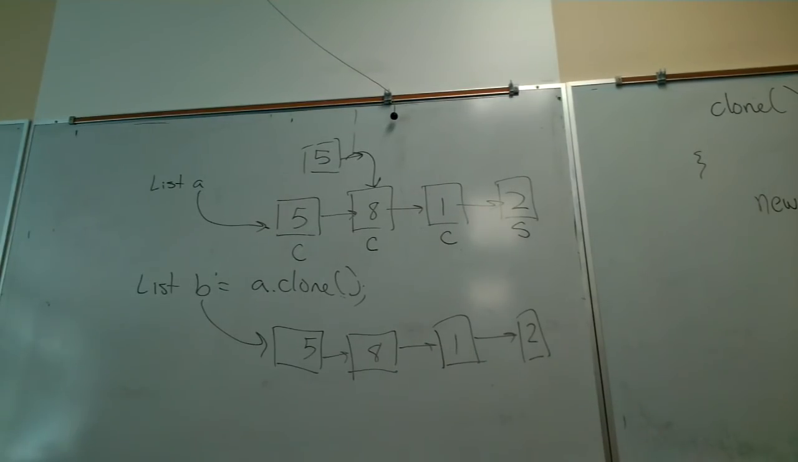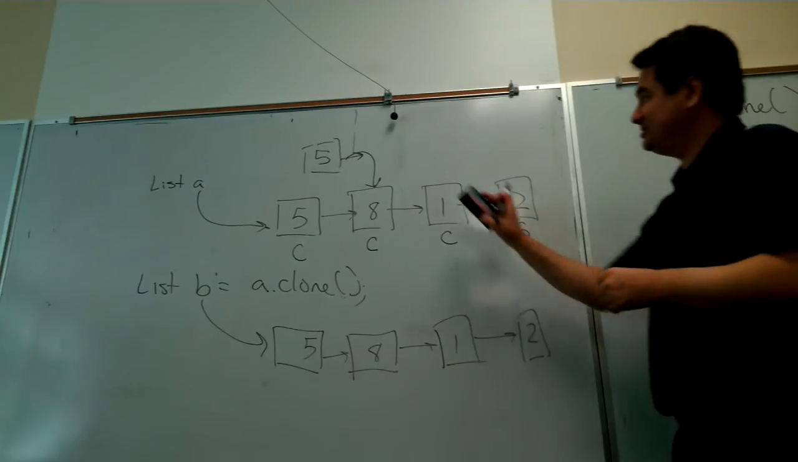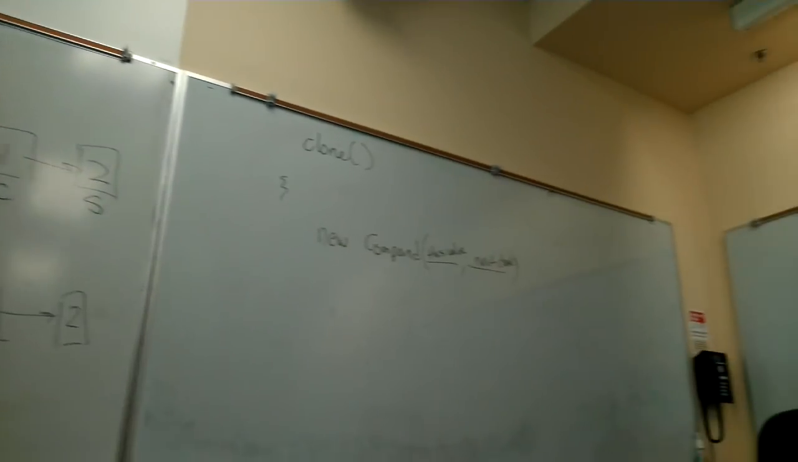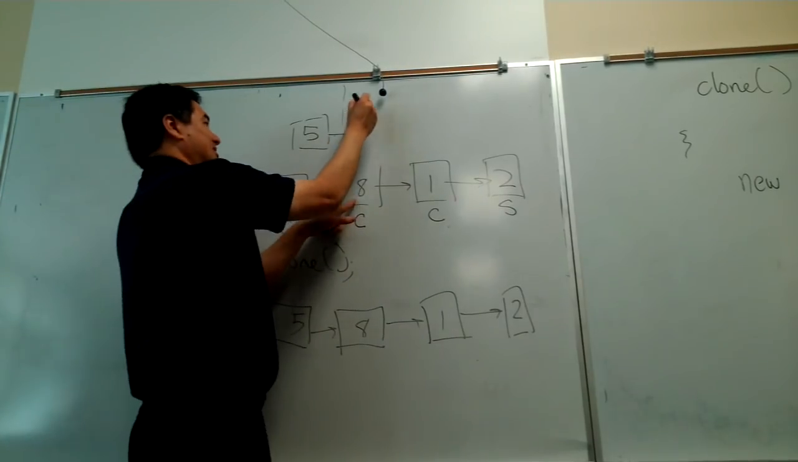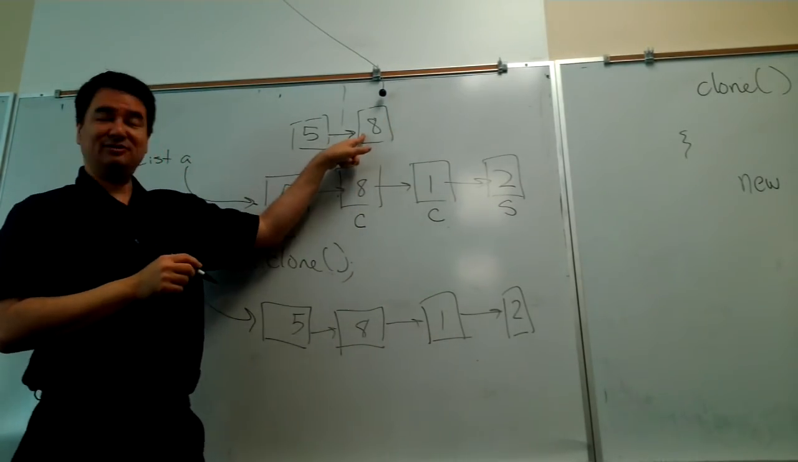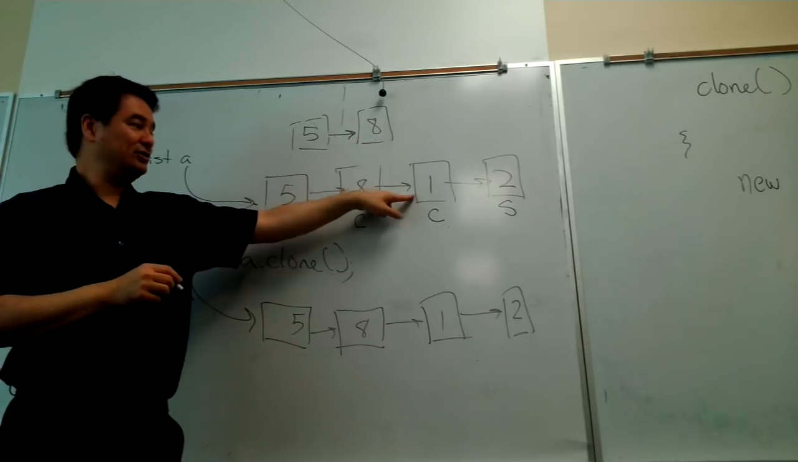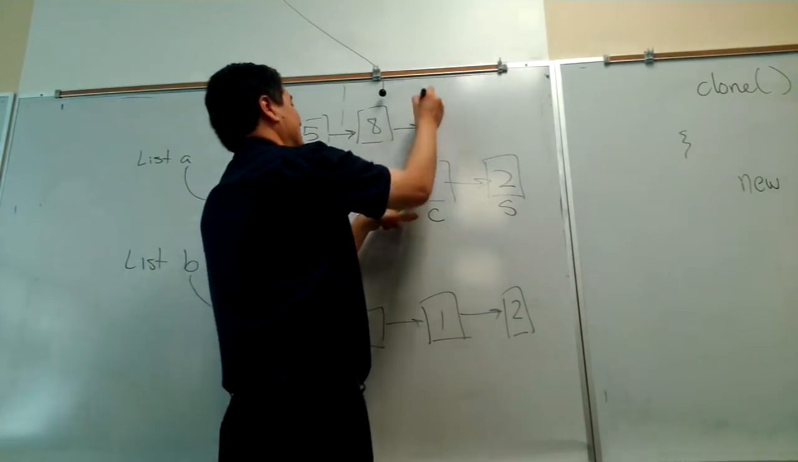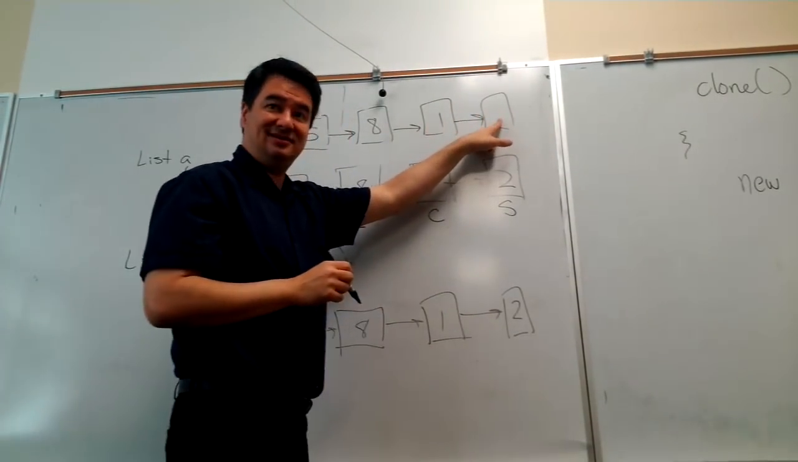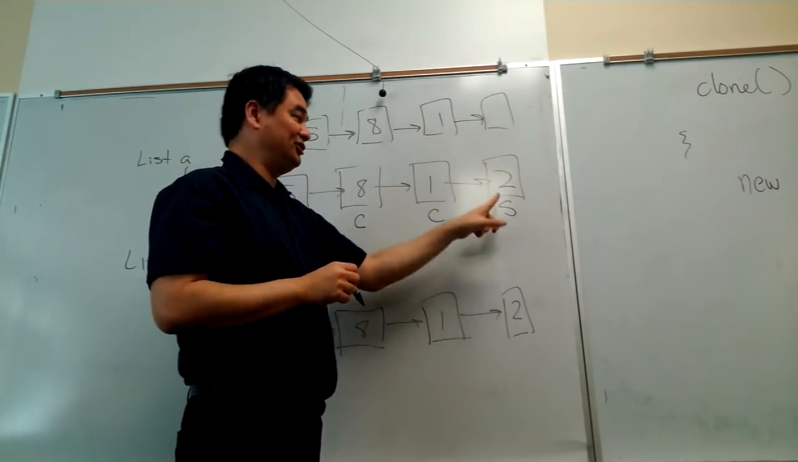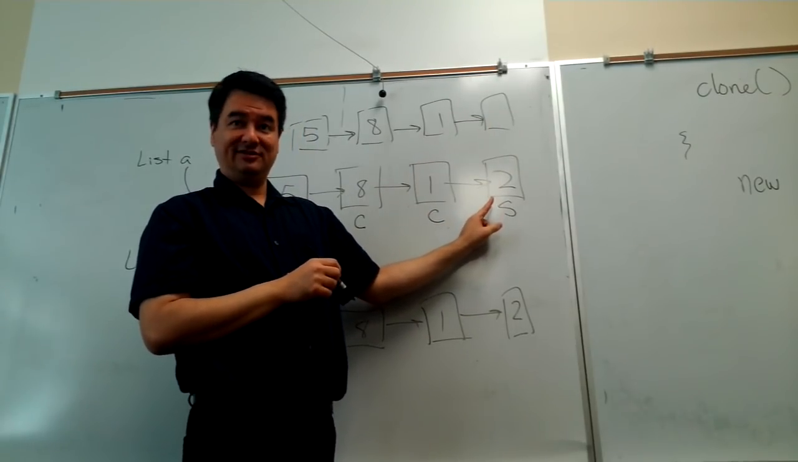So the next thing that the new compound points to is a clone of the next thing. Point to a clone of the 8. And then who's the 8 going to point to? A clone of the 1. And the 1 will point to a clone of the 2, and the 2 is a singleton, so it never points to anything else.